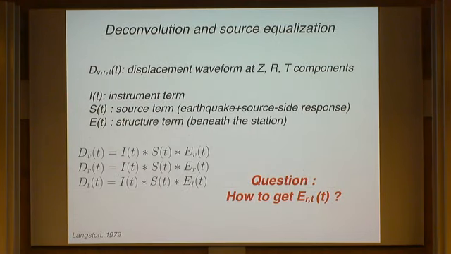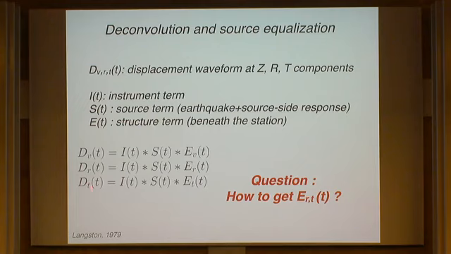So if you have the displacement waveform at those different components, vertical, radial, and transverse, those displacement waveforms typically involve the instrument response of the sensor you are using to record the seismogram. And also there's a source response. In other words, the earthquake has a history, but in addition, there is also a response between the seismic wave and the structure near the source, which is also embedded in this particular source chunk. And then you have the medium response, which is E at different components. So this basically makes up the seismogram at the vertical, radial, and transverse.